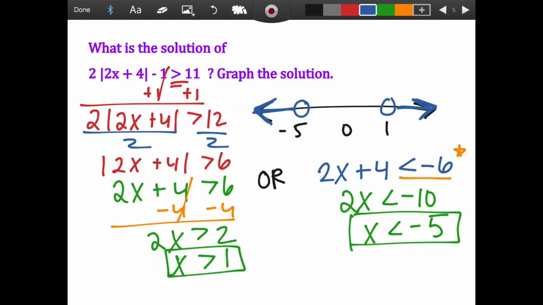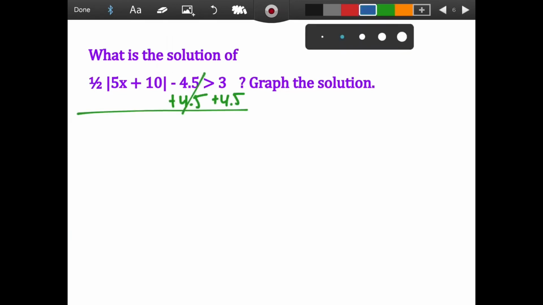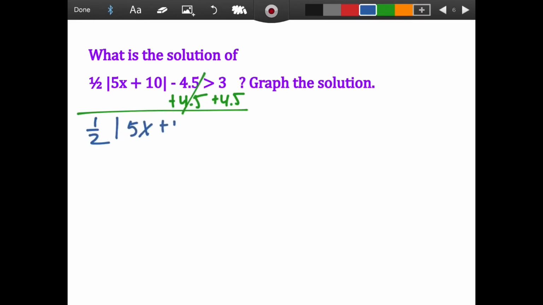And the last example for this section, we have: what is the solution of 1/2 times the absolute value of 5x plus 10, minus 4.5 is greater than 3, and graph the solution. So first, we are going to add 4.5 to both sides. And we're left with 1/2 times the absolute value of 5x plus 10 is greater than 7.5.